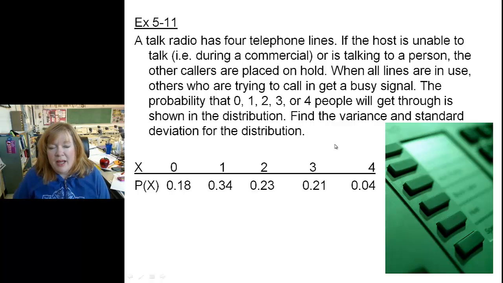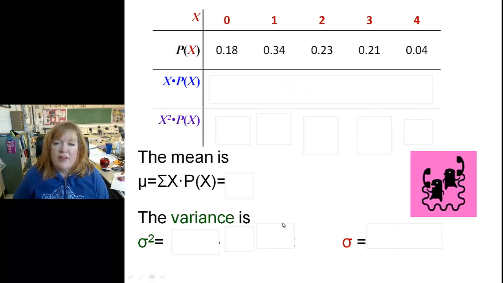One reason they might want to find this kind of thing is to say, hey, do we need to add some more phone lines? And you're going to have to do a combo of Chebyshev's theorem and this to find out if you actually have enough phone lines. But this would be a reason that one would want to find the standard deviation and the variance.